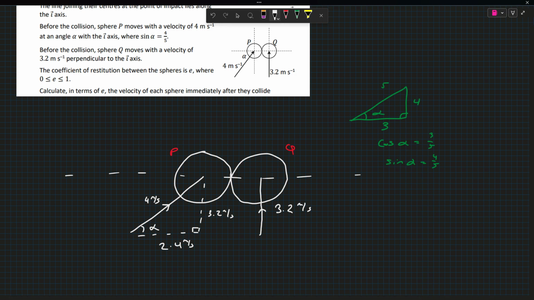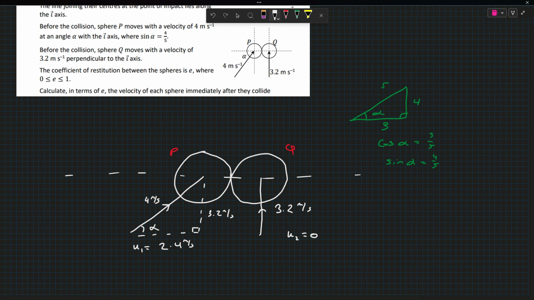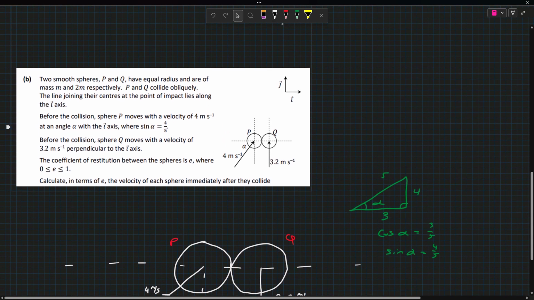So this is actually our U1, and this is U2. Oh no, U2 is actually 0, because there's no velocity in the direction in which the collision is occurring. So U2 is 0. And P is of mass m and Q is of mass 2m.